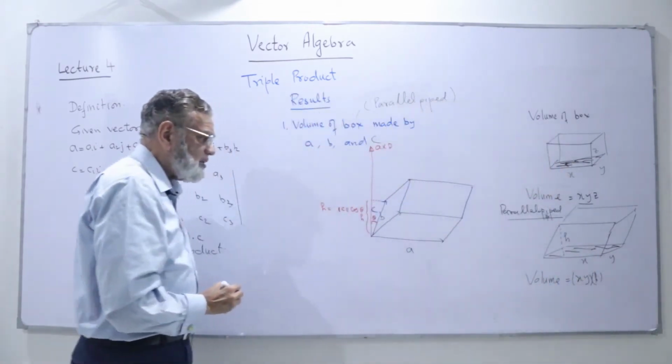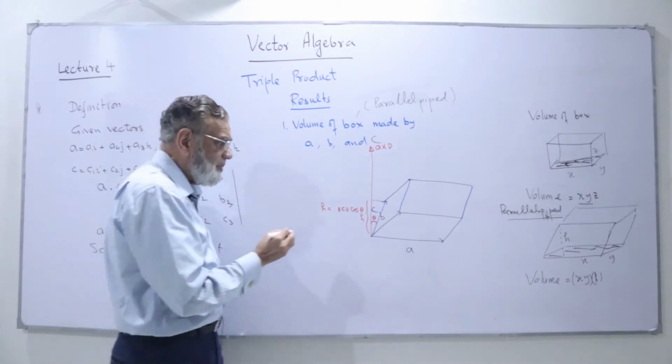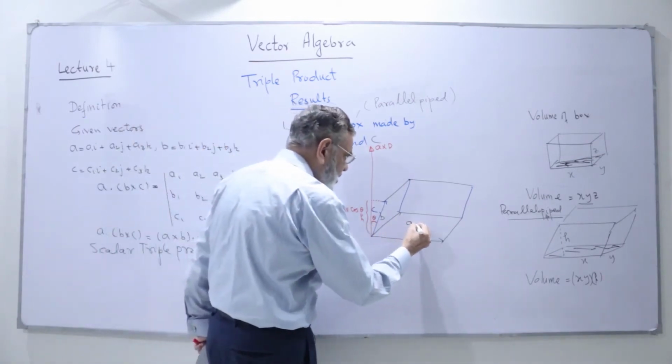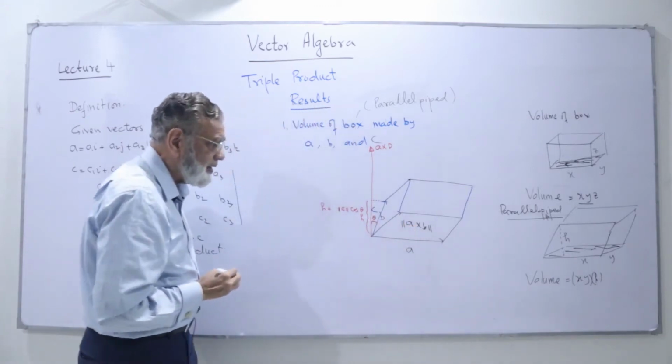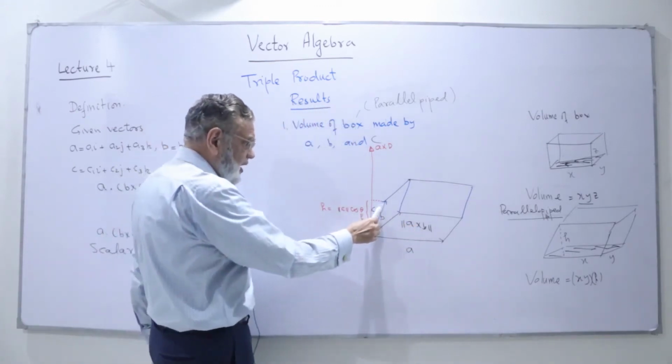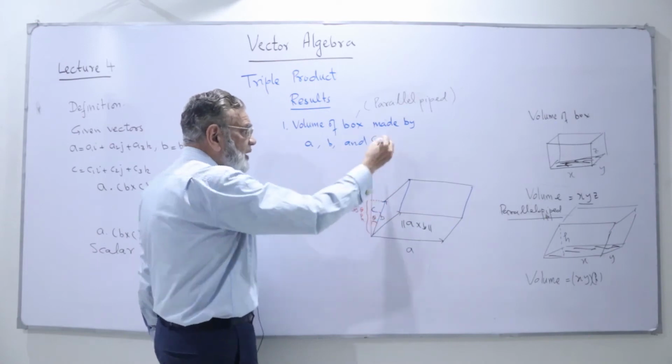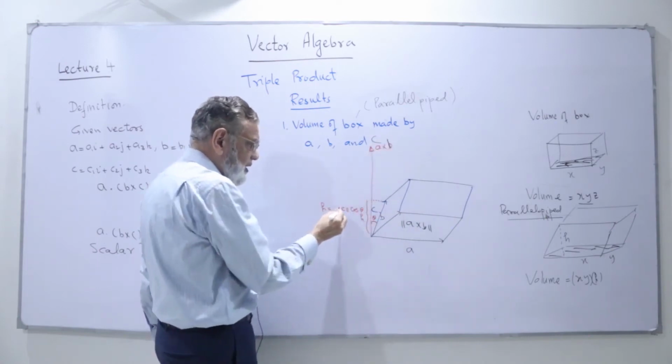Now in this case, what is the base area? Our base area is the magnitude of A cross B, for the parallelepiped. What is the height? We have the vector C. We take the component of vector C along the vector A cross B. What is this? This is C cosine theta.